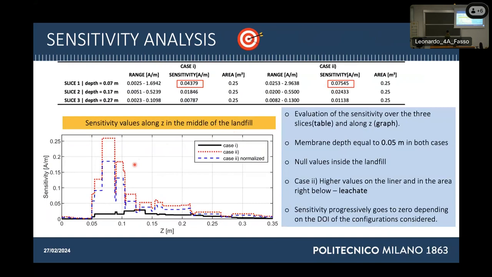We also did a plot over a line along Z in the middle of the landfill. We noticed that in the second case, case B, we have a peak of sensitivity at 5 centimeters, in the area below the location of the liner, which is located at 5 centimeters. So we are very interested in these results because we can have a clear view of the area where we have the liner and the area where we could have, for example, the leachate, close to the liner, close to the oil in the liner.